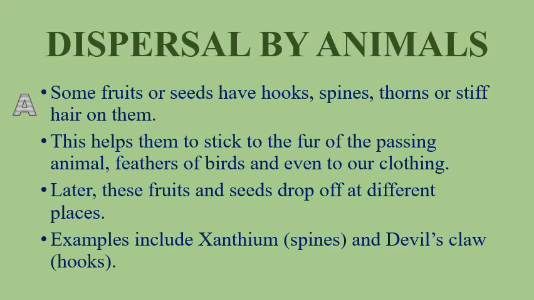The third mode of dispersal is by animals. Animals can disperse the seeds by various methods. The first one is that some seeds or fruits have hooks, spines, thorns, or stiff hair on them, which makes it easy for them to stick to the fur of the passing animal, the feather of the birds, and even to our clothing, which is rough at the surface.